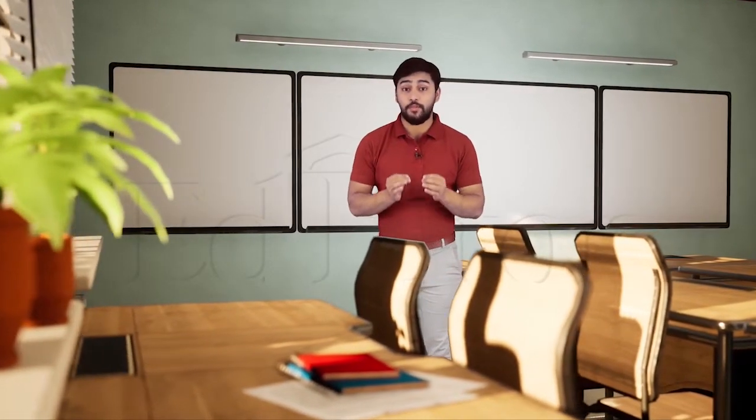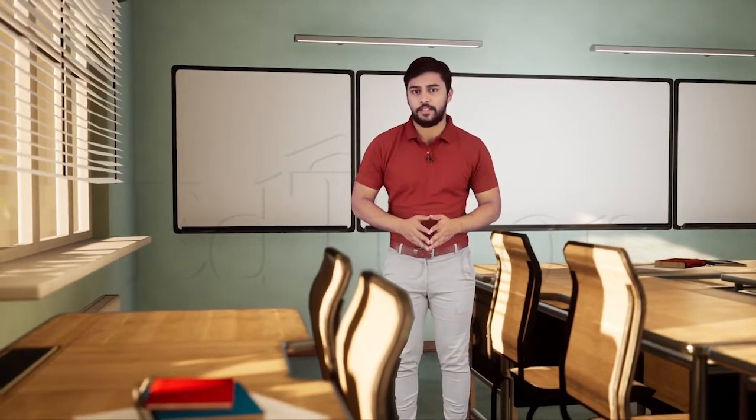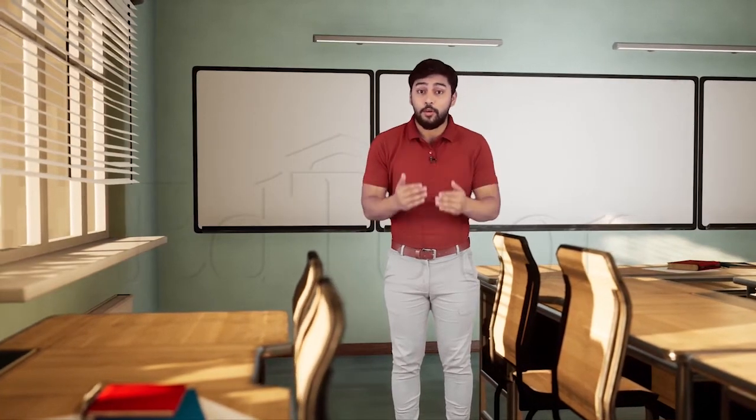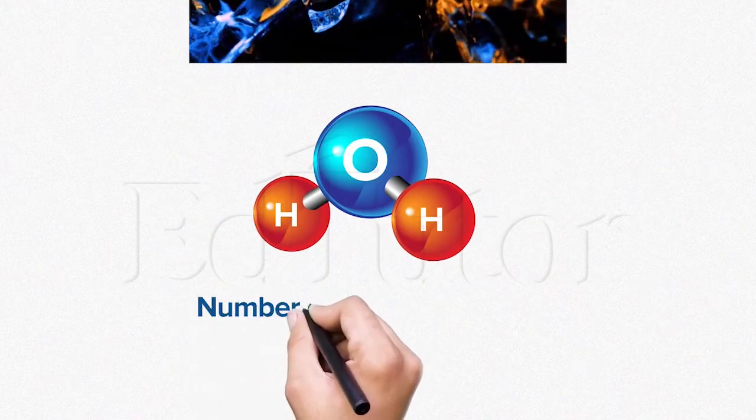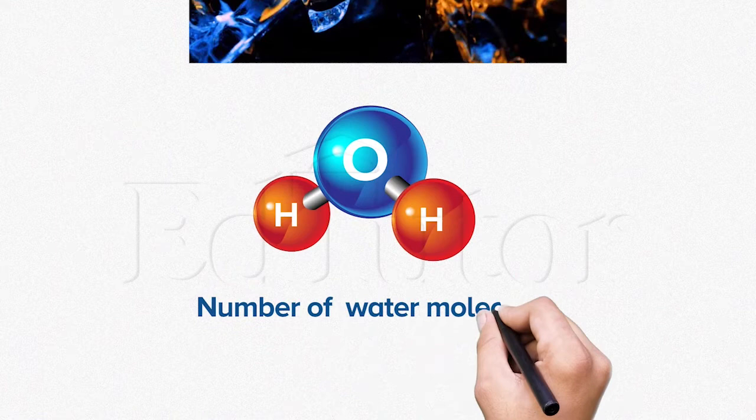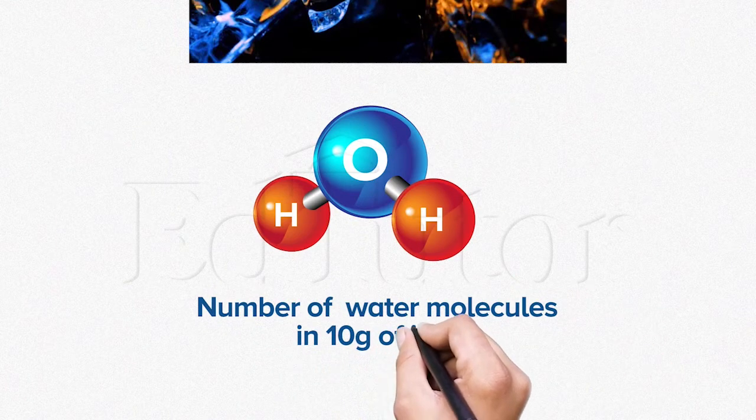It's time to practice what we have learned with the help of a question. How many molecules of water are there in 10 grams of ice? Also, calculate the number of atoms of hydrogen and oxygen separately, the total number of atoms and the covalent bonds present in the sample. So, there are quite a few things that you need to calculate in this question, right?